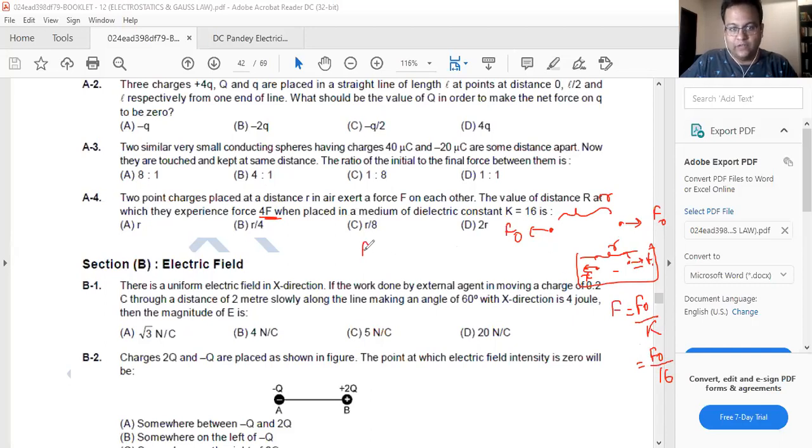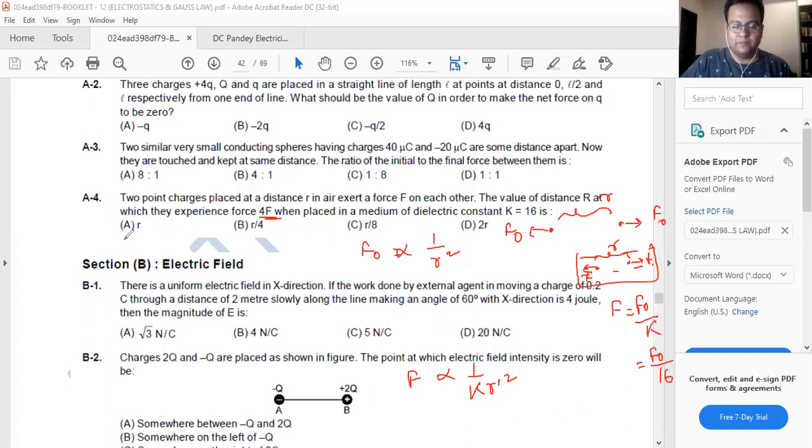Okay, so I can write down F naught is proportional to 1 by r square. Force is proportional to 1 by r square. And now this force F is proportional to what? 1 by k into r dash square. K is what? K is 16. Okay. And I want this F to be 4F naught. So I can just divide the two things again.